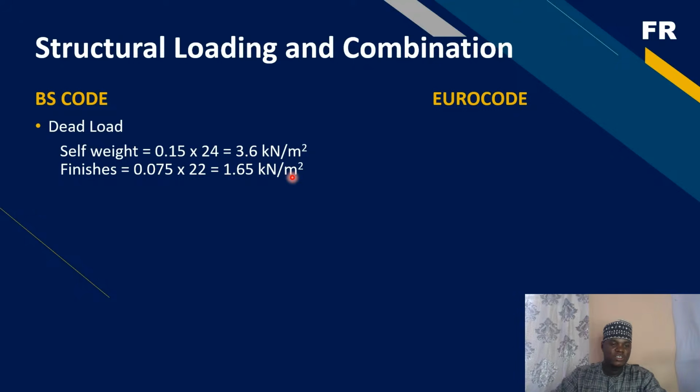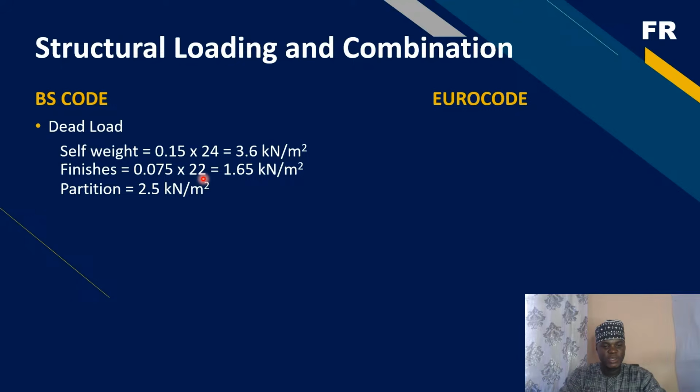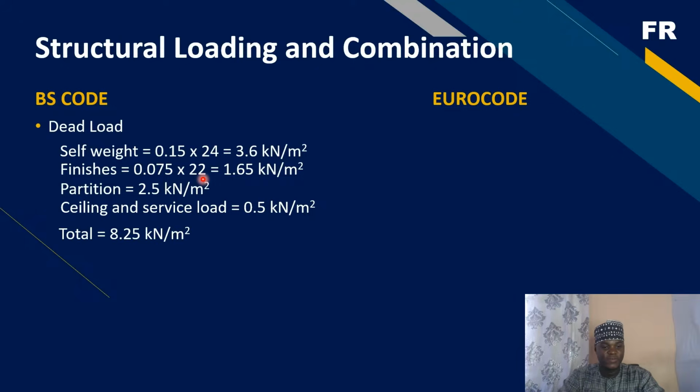Then for finishes, we apply a finish thickness of 75 with a density of 22. Then we also have partition. We assume a partition load of 2.5. The next after that is service load. Let's just assume a service load of 0.5. So the total load based on the BS code for dead load is 8.25 kilonewton per meter square.